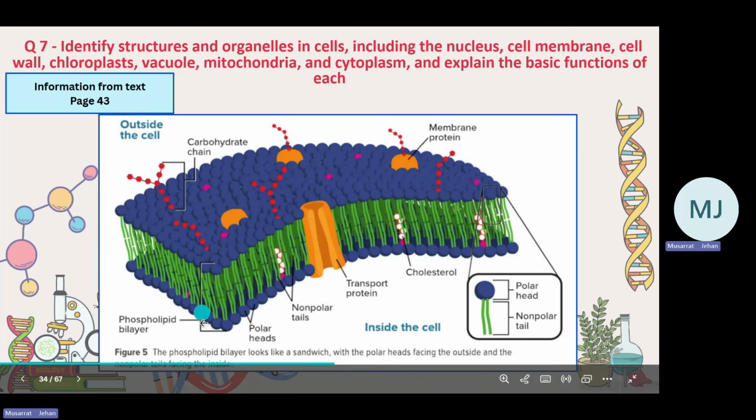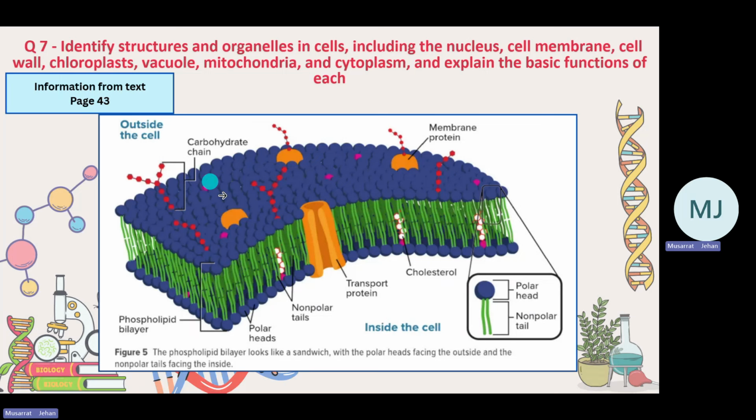So this is a phospholipid. When they are arranged like this, it's a phospholipid bilayer. These are the polar heads here and here. All the blues are the polar heads, and the greens are the non-polar tails. This is the inside of the cell and this is the outside of the cell. It looks like a sandwich with polar heads facing outside and non-polar tails facing inside.